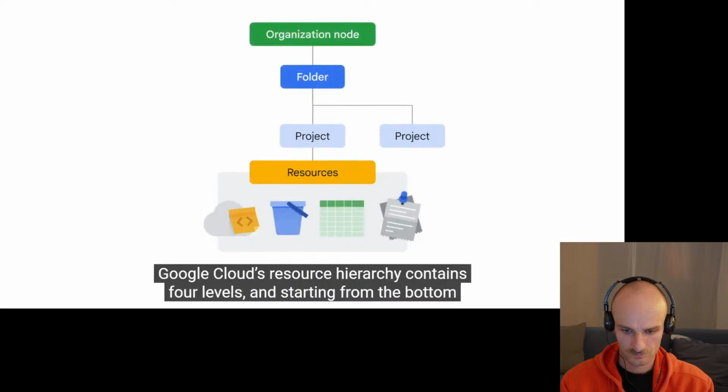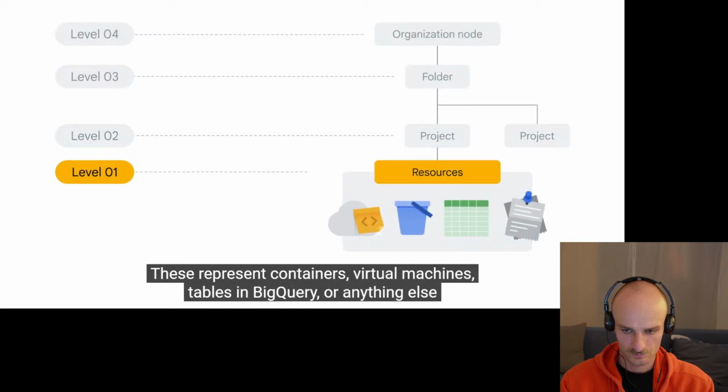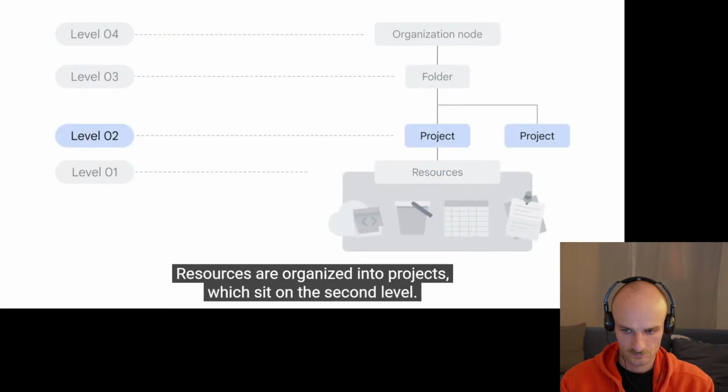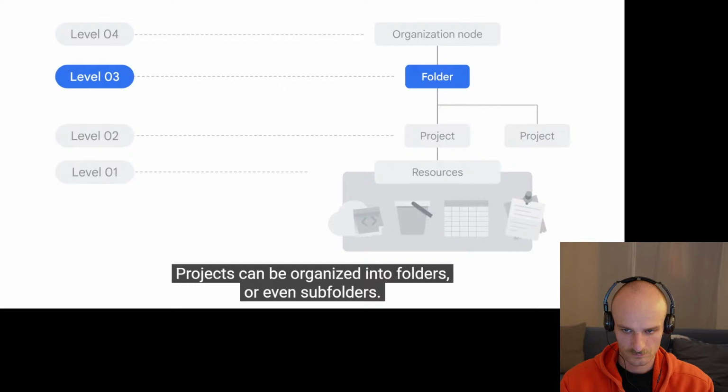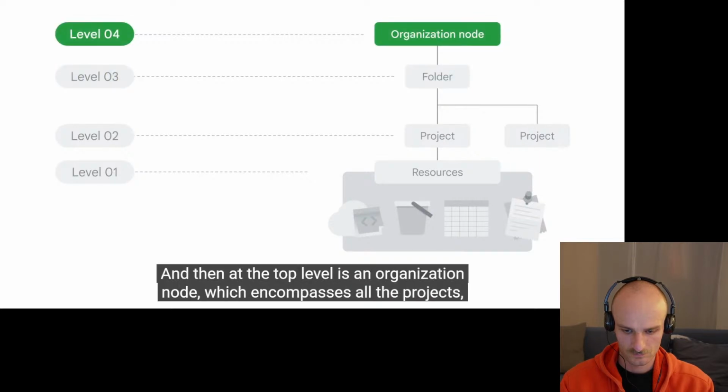Google Cloud's resource hierarchy contains 4 levels, and starting from the bottom up, they are resources, projects, folders, and an organization node. Resources are at the first level. These represent containers, virtual machines, tables in BigQuery, or anything else in Google Cloud. Resources are organized into projects, which sit on the second level. Projects can be organized into folders or even subfolders. These sit at the third level. And then at the top level is an organization node, which encompasses all the projects, folders, and resources in your organization.